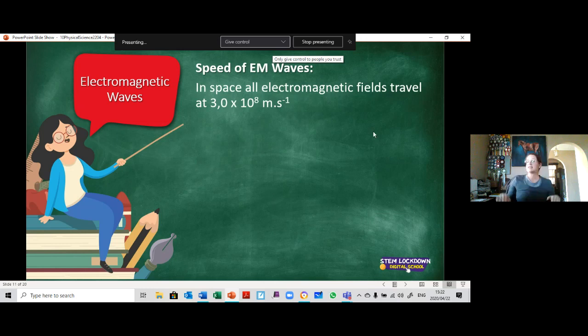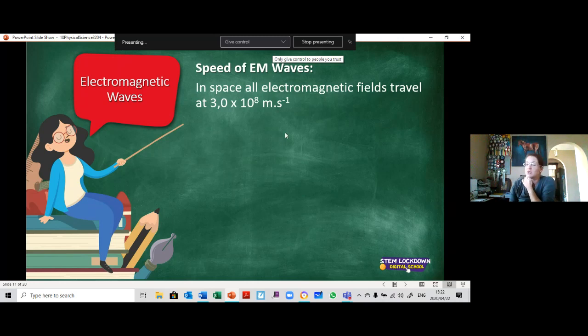This is fact, it is rule, it is not debated, okay? The speed of light. You should have heard of the speed of light. All electromagnetic waves travel at 3,0 times 10 to the power 8 meters per second. That is 300 million meters per second. That's very fast, guys.